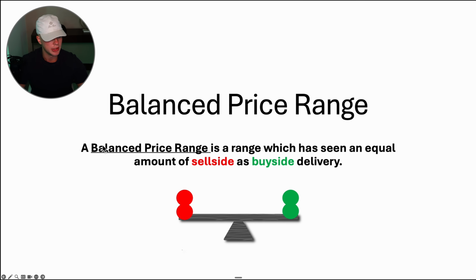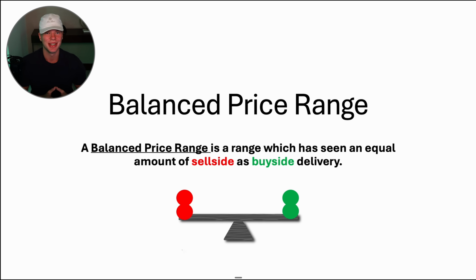A balanced price range is a range which has seen an equal amount of sell side as buy side delivery. And I know that right there might sound a bit complicated, and therefore I have created a schematic of a seesaw. The reason why I like to use this analogy is due to the following. A seesaw is basically the thing that people take their kids to within the garden or the playground, and two children sit on each side. And the one that is heavier goes to the ground, whilst the one that is lighter goes into the air, right? You know what I mean.